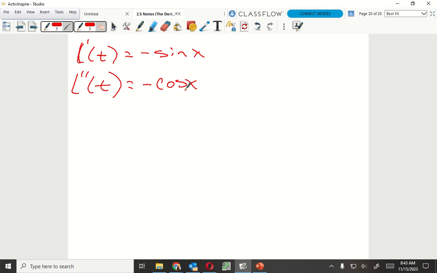That circle is super helpful. Sine, cosine, negative cosine, back to sine. Sine and cosine are waves, so therefore it just keeps going back in that circle. There you go. So I now have the acceleration, which is my second derivative.